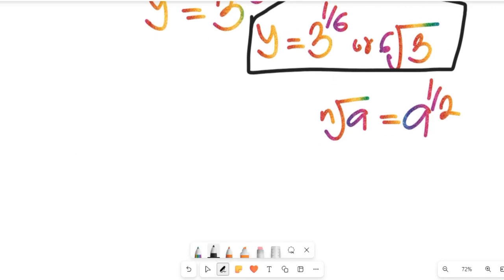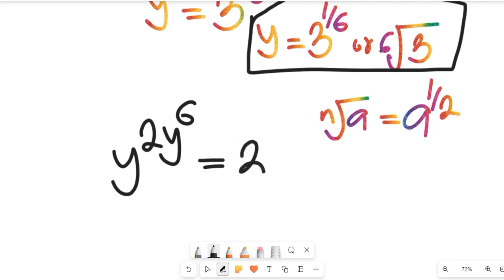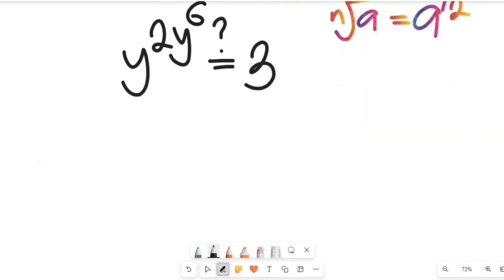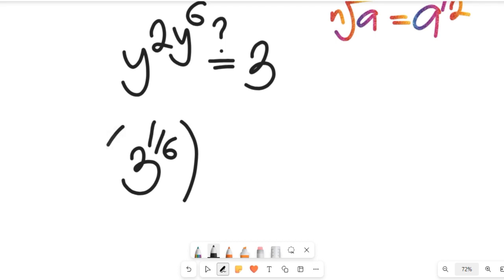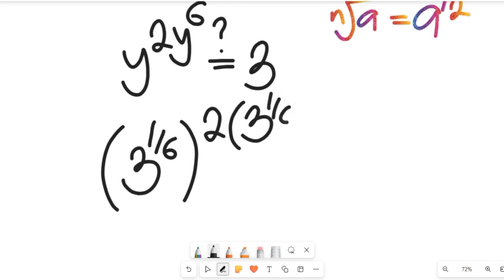The result we got is y equal to 3 to the power of 1 divided by 6. So we have 2y to the power of 6. Is it going to give us 3? Now let's check. At y equal to 3 to the power of 1 divided by 6, we'll have 2 multiplied by 3 to the power of 1 divided by 6, all to the power of 6. From the law of indices, this will clear this, right?